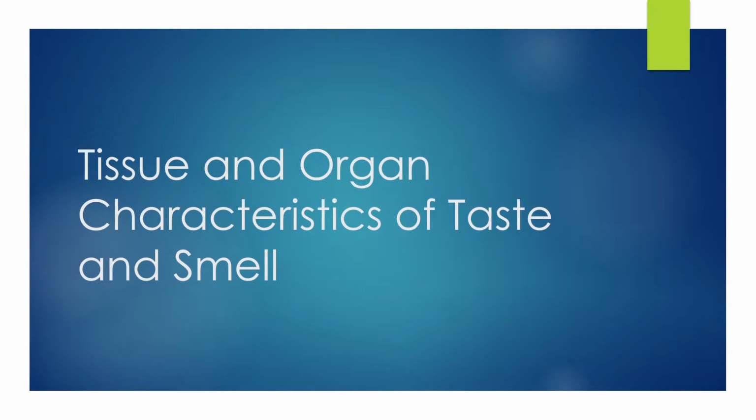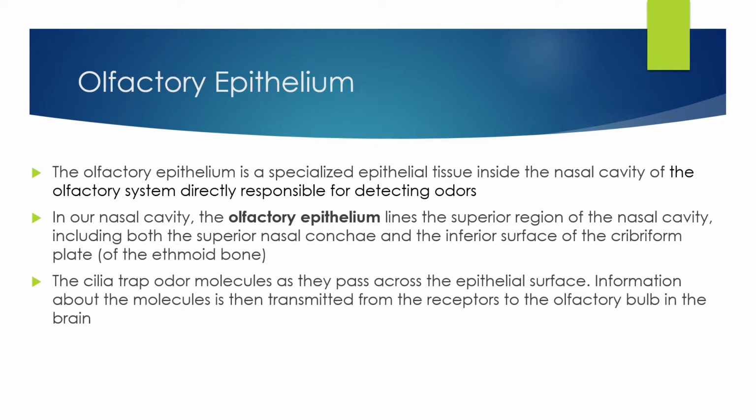We now move on to tissues and organ characteristics of taste and smell. The olfactory epithelium is the specialized epithelial tissue inside the nasal cavity of the olfactory system, directly responsible for detecting odors. In our nasal cavity, the olfactory epithelium lines the superior region of the nasal cavity, including both the superior nasal conchae and the inferior surface of the cribriform plate. The cilia trap odor molecules as they pass across the epithelial surface. Information about the molecules is then transmitted from the receptors to the olfactory bulb in the brain.